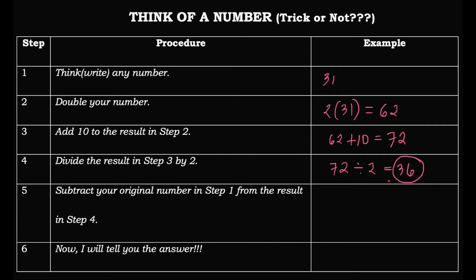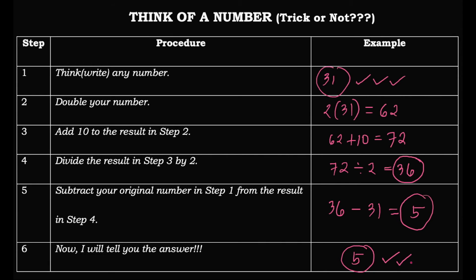In your case, I don't know what your answer is. And step number 5, based on your result in step number 4, my result is 36. I will subtract here the original number that you thought of in step number 1. So I have here 36 minus 31, and my answer is 5. Now I will tell your answer. Have you obtained also number 5? Is it magic, is it a trick, or a mathematical process?